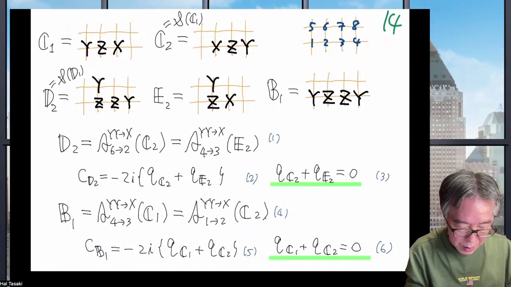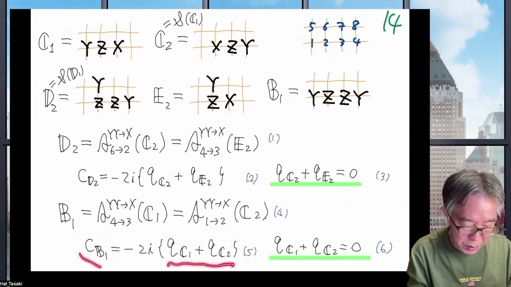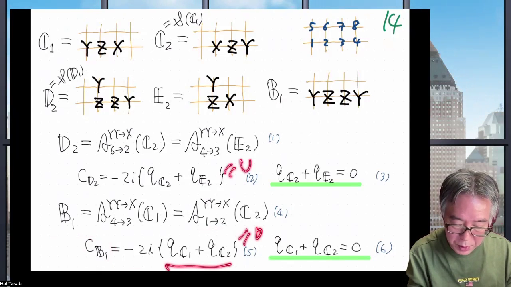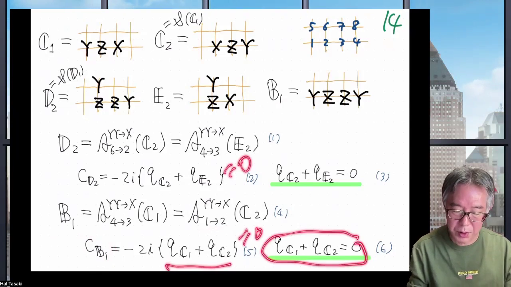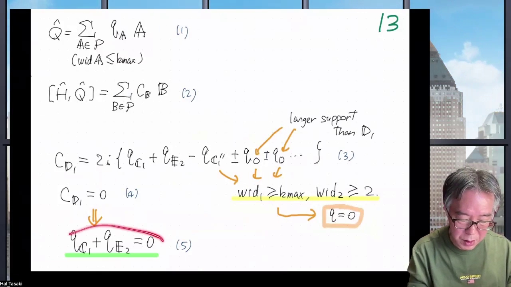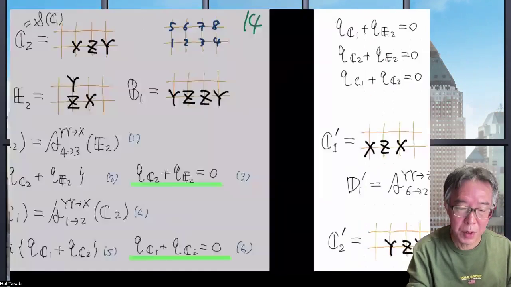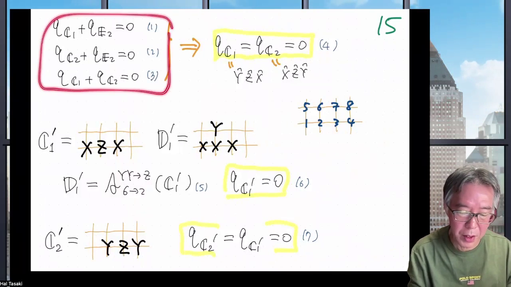So B1 is generated like this, like before. And from this, I compute the sign carefully to find that this CB1 is 0. CB1 is like this, and since this must be 0, you get this third condition. So you get this and this and this. You put them together. This is what we have found.